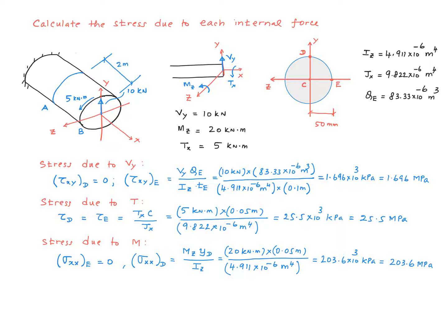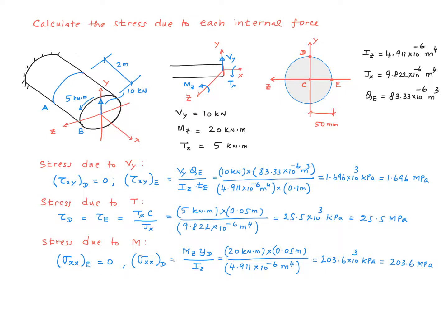The stress due to the torque T is also a shear stress. Its direction is perpendicular to the radius at every point. So at point E, it's going to be vertically up, and at point D, it's going to be horizontally left. The magnitude only depends on the radius, and therefore the magnitude of the stress due to the torque is going to be the same at point E and point D. The magnitude is calculated using this equation, Tc over Jx, where T is the torque, c is the radius, and Jx is the polar moment of inertia. So once again, we have all the numbers up here, and we calculate a value of 25.5 megapascal for that.